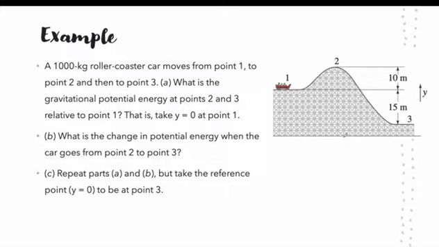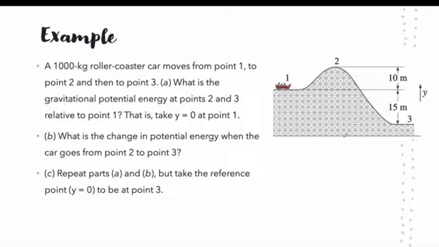In this example, we have a 1,000 kilogram roller coaster moving from point 1 to point 2 to point 3 as shown. What is the gravitational potential energy at points 2 and 3 relative to point 1? What is the change in potential energy when the car goes from point 2 to point 3? And let's repeat questions A and B, but using the reference point as point 3. All right, pause the video here, take a couple of minutes, and see if we can come up with an answer for this.